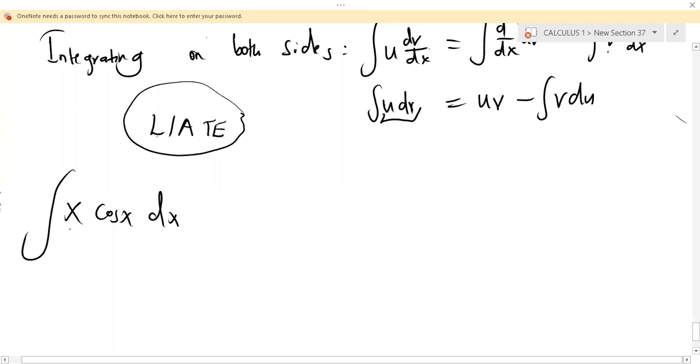Now here we have an algebraic function and a trigonometric function. So if you look at algebraic and trigonometric, algebraic comes before trigonometric. So you will let this one be your u and you will let this one be your dv. Then what does the formula say? We need uv minus the integral of v du. So I've got to look for du and I've got to look for v.